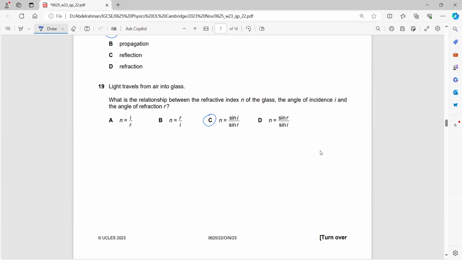Okay, actually, it could have been sine r over sine i if he had said that light travels from glass into air. If he had said it was the other way around, from glass into air, it would have been sine r over sine i. It's always the sine of the angle in the less dense medium over the more dense one. It's always the air over the glass. Okay.